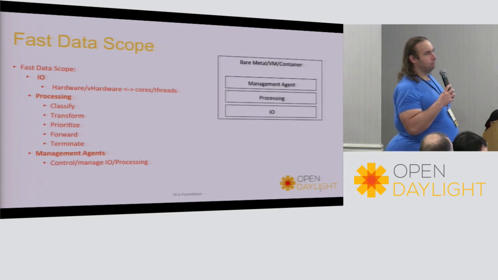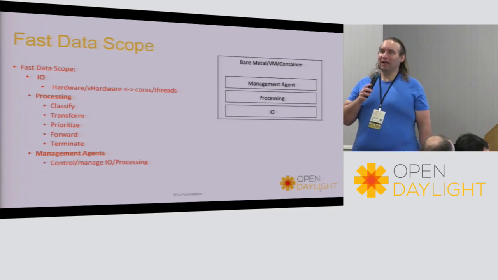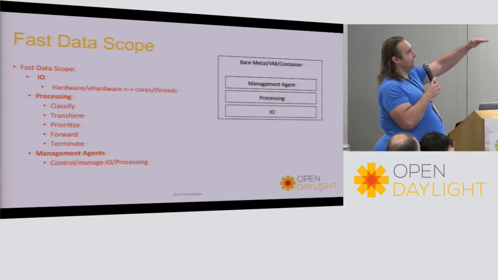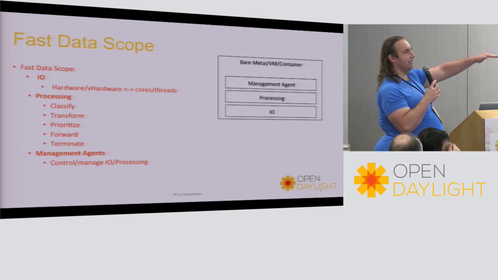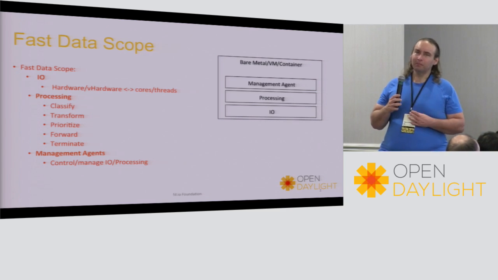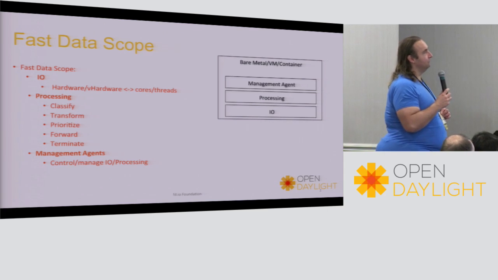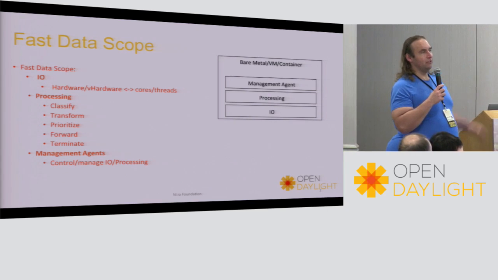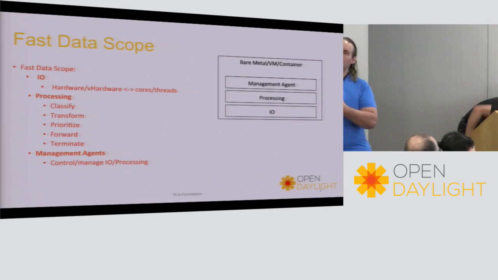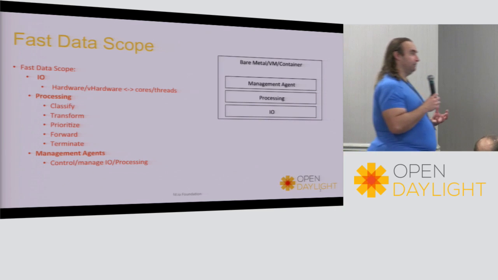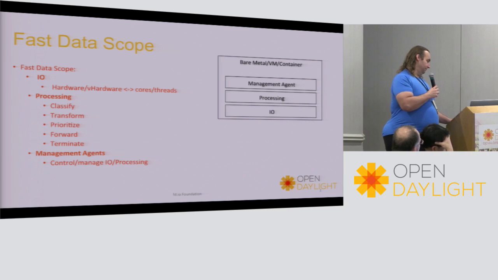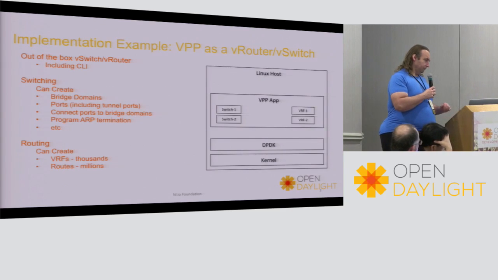The next step up is processing. So now I have this data, it's on a thread. Victory. Now what do? You do things like classify, transform, prioritize, forward, or terminate that. In our case, packet. So typical packet processing. And then you have management agents. Now management agents are the things that run local to the box that manage this IO in processing so that we actually can control it potentially from off the box.